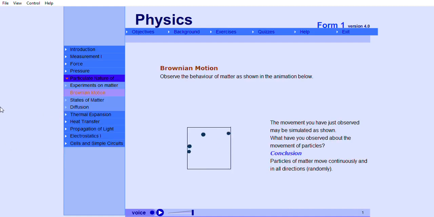The movement you have just observed may be simulated as shown. What have you observed about the movement of particles? Conclusion: particles of matter move continuously and in all directions, or randomly.